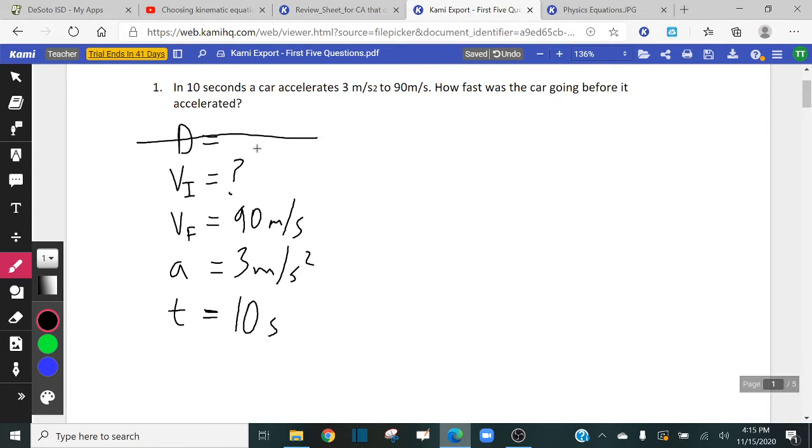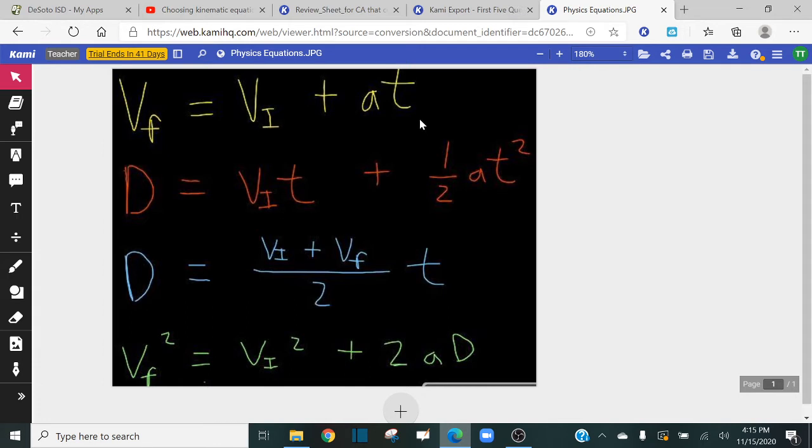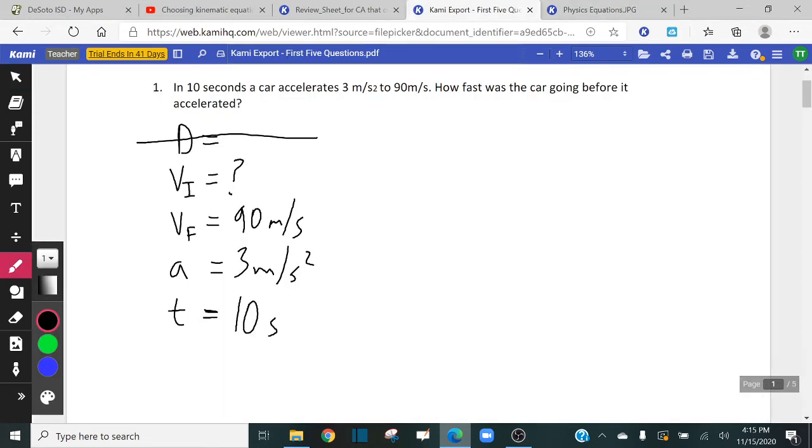So that means we need to find an equation that contains all 4 of these variables, or all 4 of these terms here. And so if you notice, that is the very first equation. The very first equation includes all of those terms: the final velocity, the initial velocity, the acceleration, and the time. Of course, what we're trying to find is initial velocity. So I'm going to write that equation out, and we're going to use this equation to solve this problem here. Final velocity is equal to initial velocity plus acceleration times t.